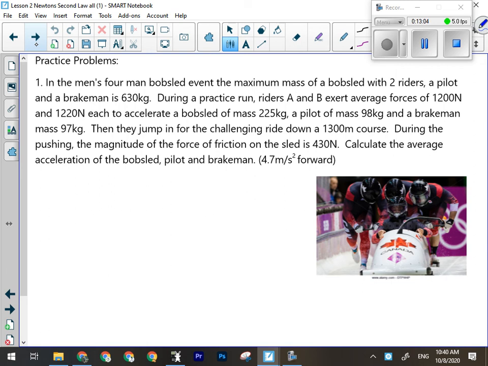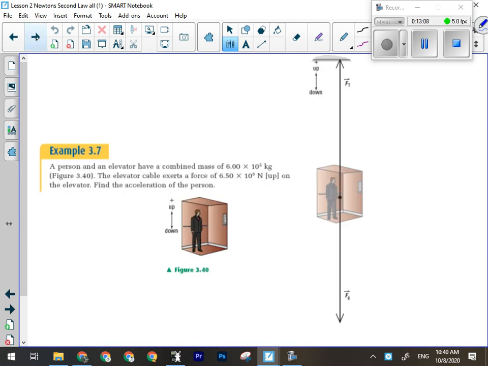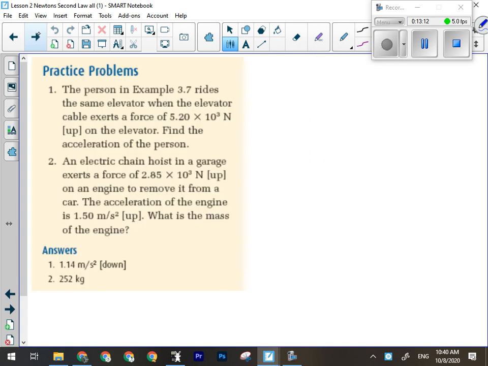So you did the bobsled one? Okay, and did you guys do this one? Yeah. The elevator one? Okay. Did you do the chain hoist? Yeah. Okay, so you guys got to differential acceleration then.